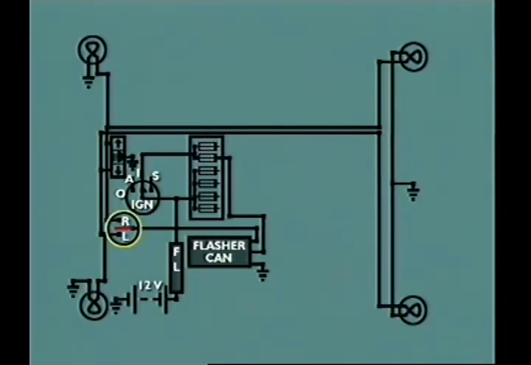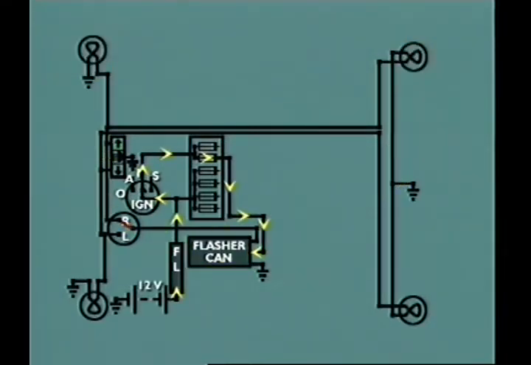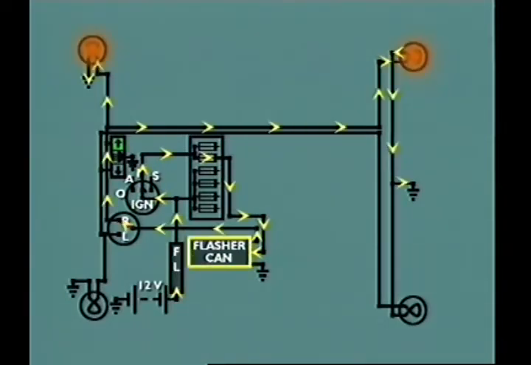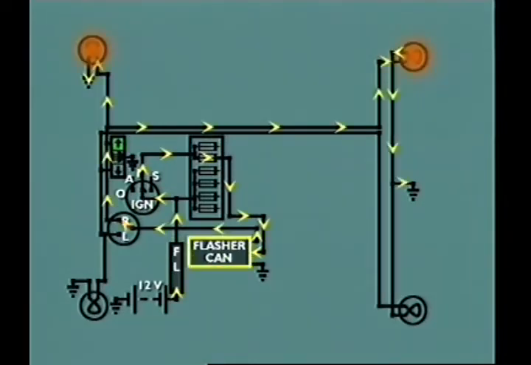If the indicator switch is turned to indicate a right-hand turn, current from the battery flows through the fusible link to the ignition switch, where it is directed through a fuse to the flasher unit. The flasher unit uses a timing circuit to pulse the current flowing out of the flasher unit 60 to 120 times per minute. This pulsing current is directed through the indicator switch to the right-hand indicator lights at the front and rear of the vehicle, causing the lamps to flash on and off.